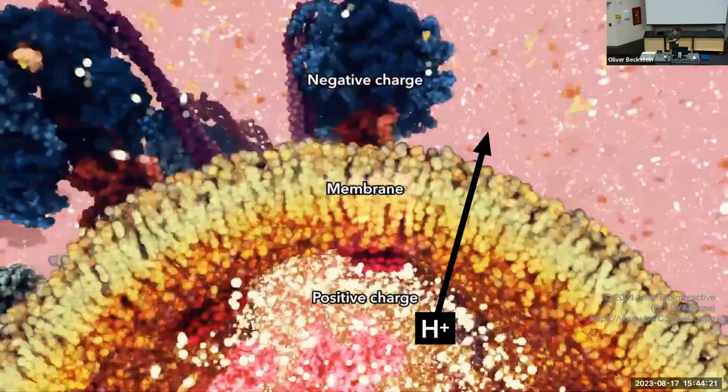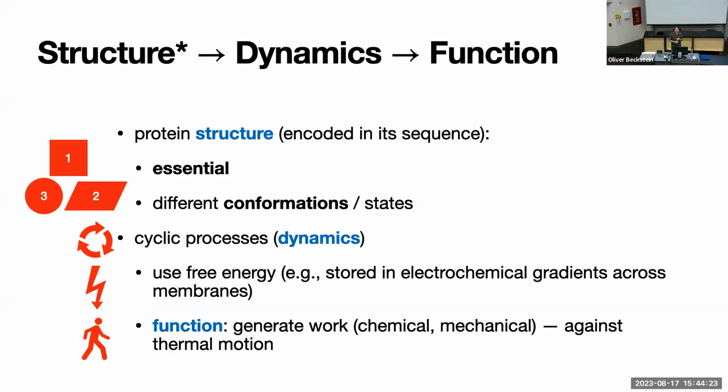So the key takeaways here are that proteins need structure in order to function. And the way that they do their job is by going through cyclical processes that use a source of free energy.